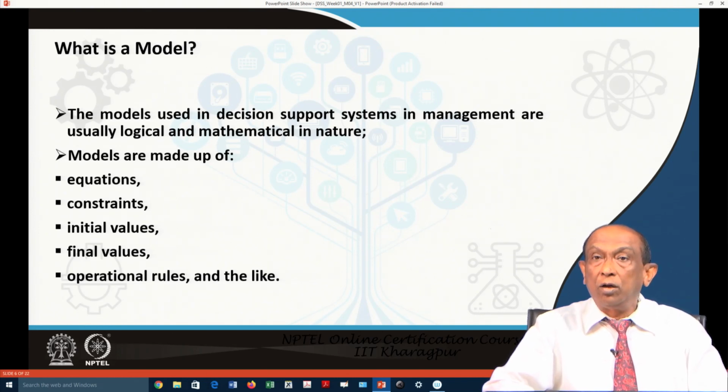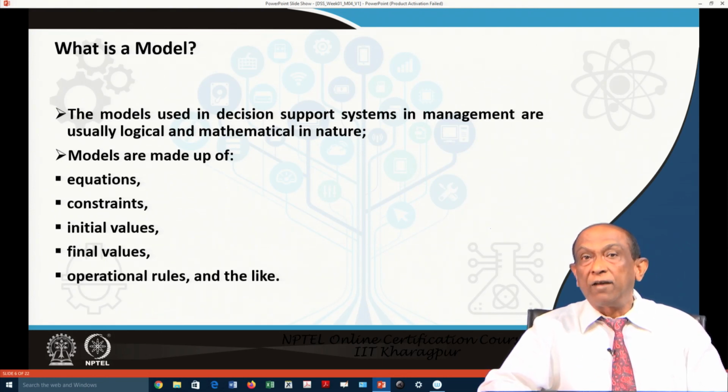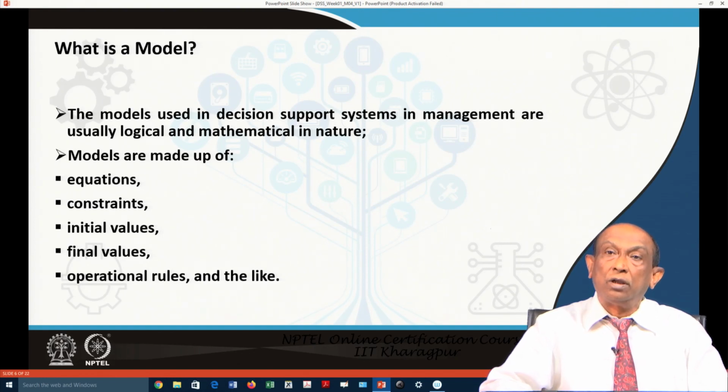Once again, models are made up of equations, constraints, initial values, final values, and the operational rules. The boundary conditions are very important.